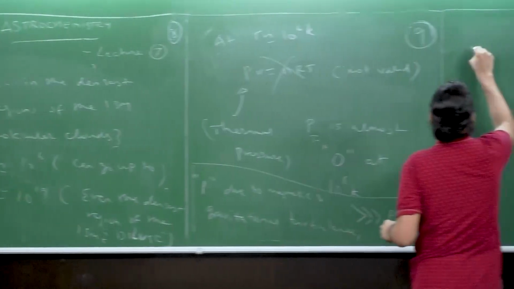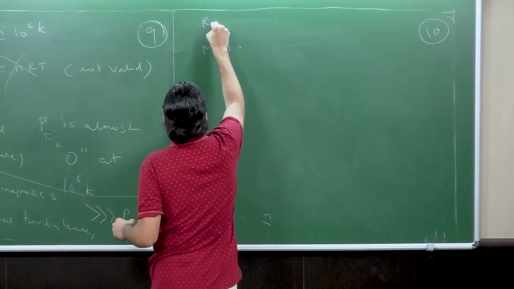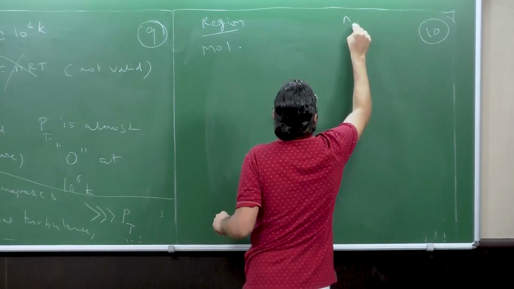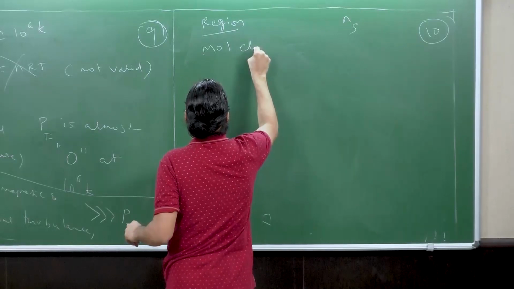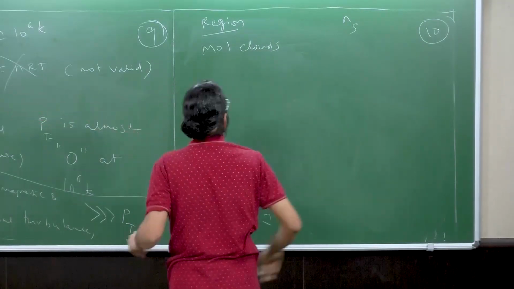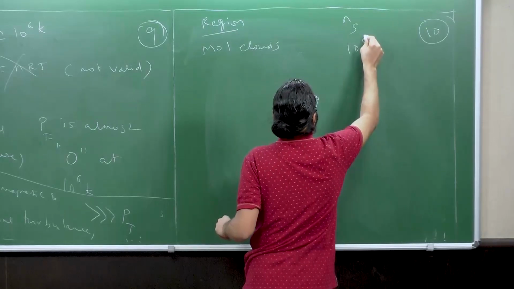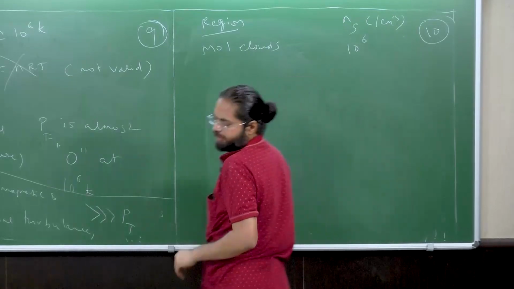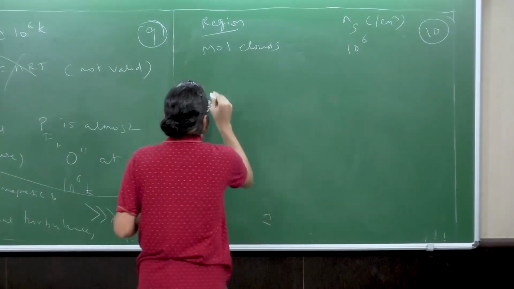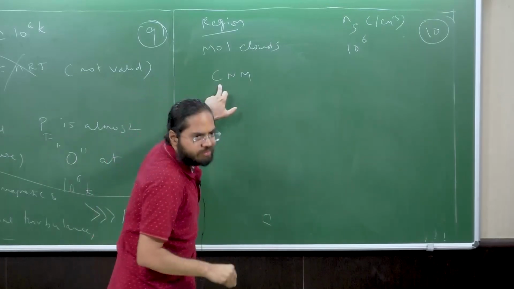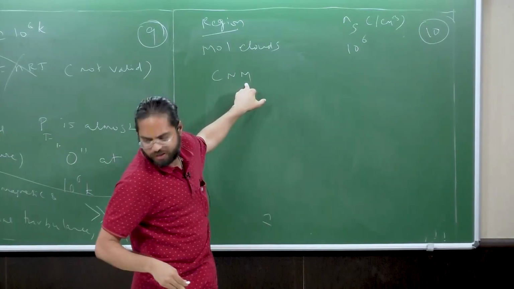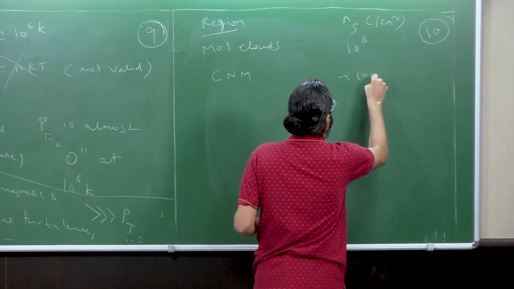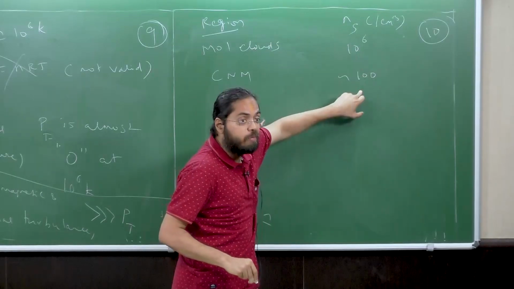So in the molecular cloud, this is the region and this is the number density. I'm going to call it number density in space. In the molecular clouds, as we just saw, the number density can be as high as 10 to the power 6 per centimeter cube. What is the next region? The next region is the cold neutral medium, from the last class. What is the number density going to be here? It's already going to be dropping to around 100. We're talking about a 10 to the power 4 magnitude drop.